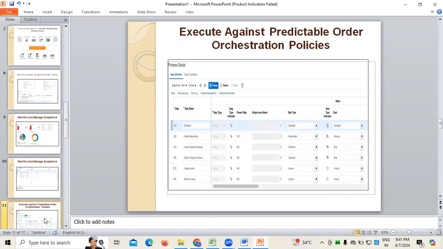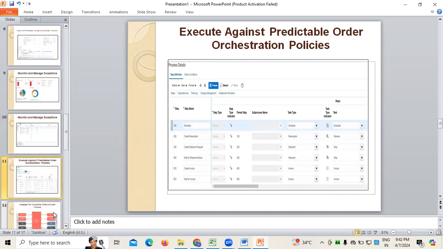Next, one more advantage is that we can execute against predictable order orchestration policies. As we discussed in the beginning, this application unifies the process across multiple order sources as well as diverse fulfillment modes. Business users can also define, implement and maintain their own fulfillment orchestration policies without needing to resort to technical programming tools. All these things are what execution against predictable order orchestration policies is about.